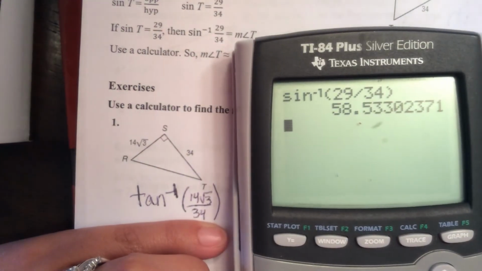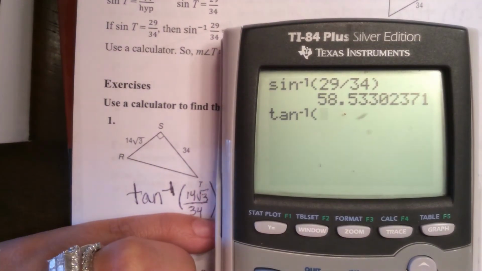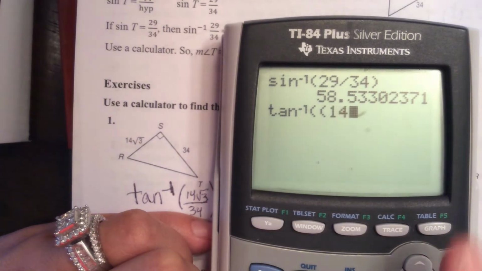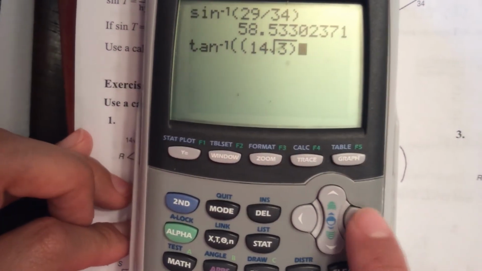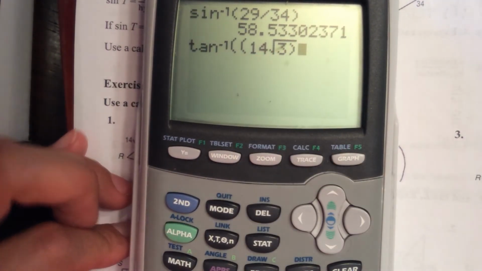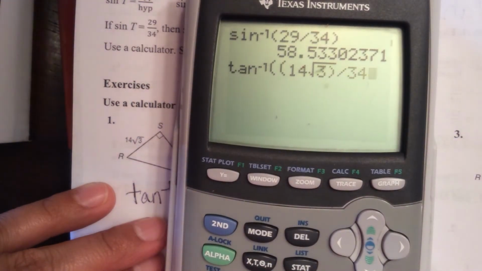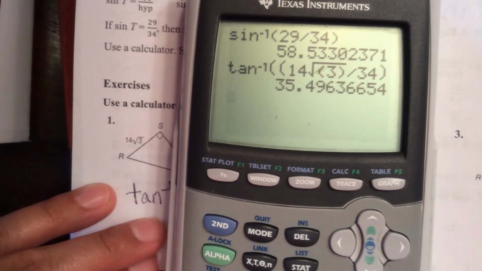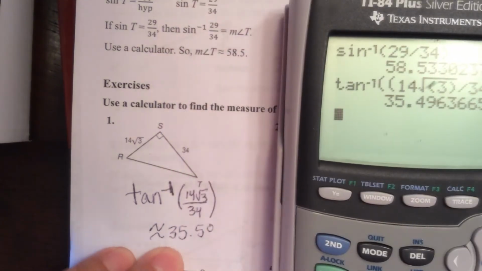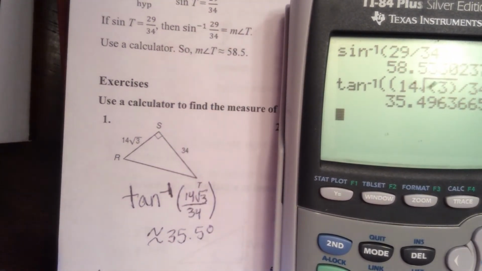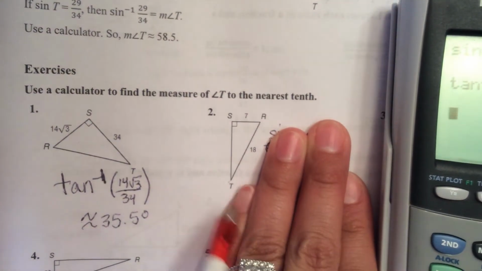Okay, when we stick that into our calculator, again, second, go down to tangent. I'm going to add in an extra parenthesis here, 14 square roots of 3, arrow over. I use the arrow over here to get out of the square root in there. Okay, and then divide that by 34. That gives me approximately 35.5 degrees, okay, approximately 35.5 degrees.